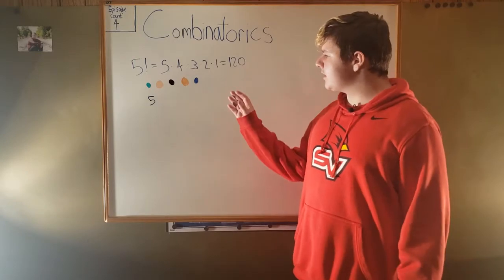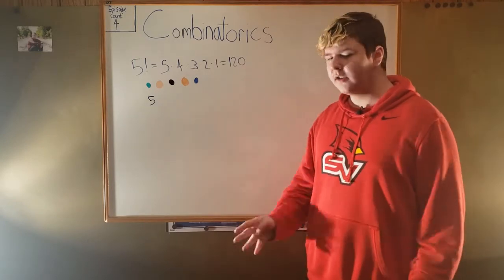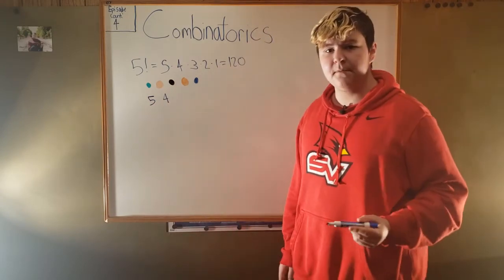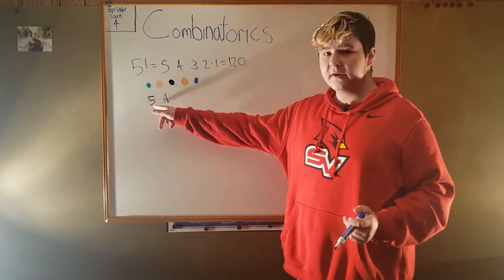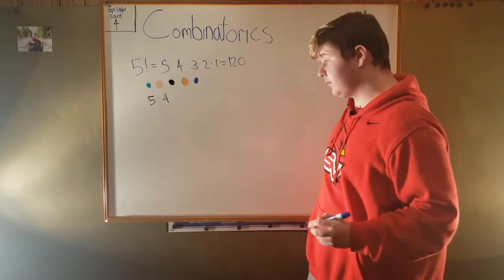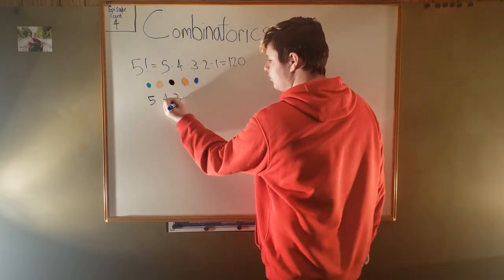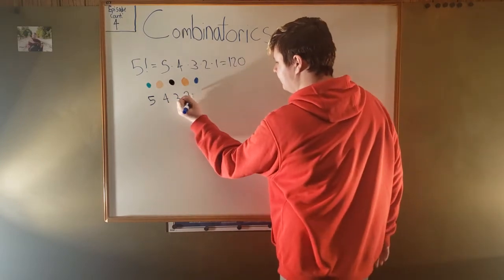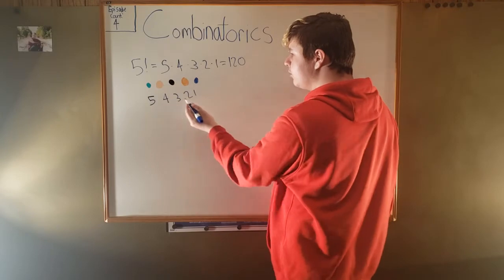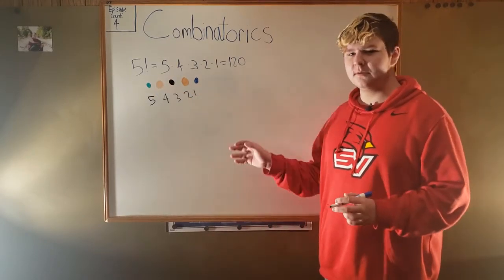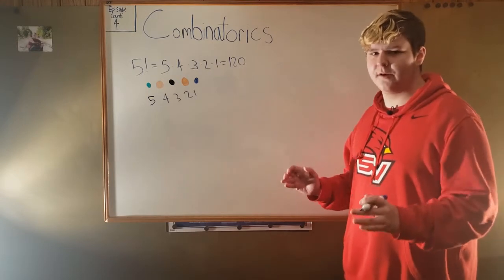Then the next object will be one of the other 4. Now we don't know which 4, but it doesn't really matter, because when we multiply them, that just tells us that for every one of these, we can have 4 other ones. Then we have 3 left. So there's another 3. And then we've got 2 and 1. We multiply them together, which is the same as doing a factorial. This is called a permutation, which is basically just the ordering of a set of objects.